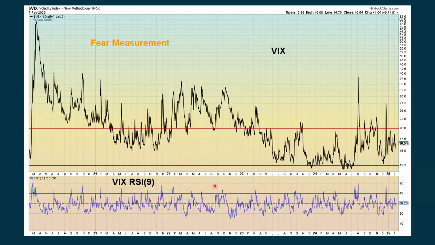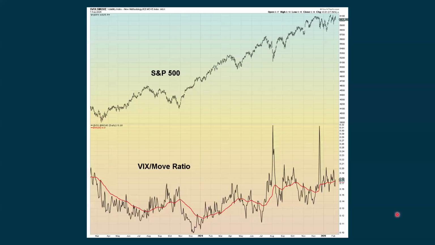Also, we want to keep an eye on the speed of the VIX, and I use an RSI based on 9 periods to do this. I only show this chart if we get extreme positive or negative. Right now, we're in the middle, so I haven't been showing this chart.